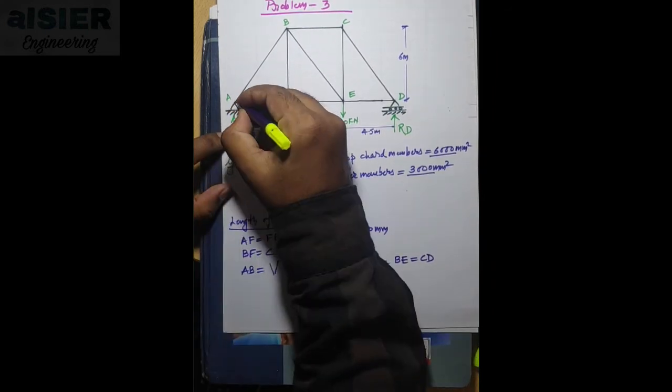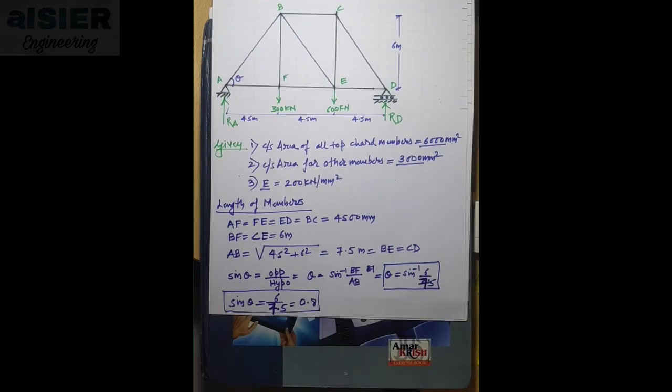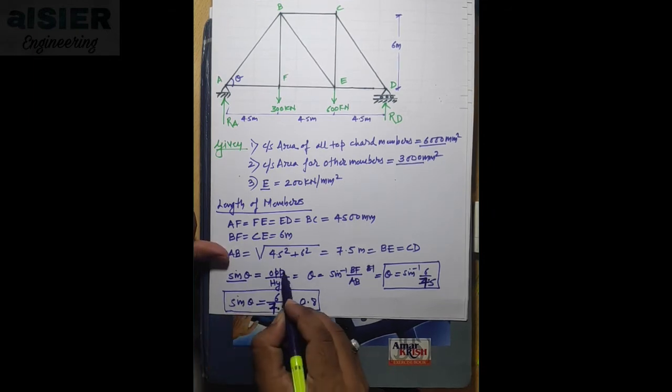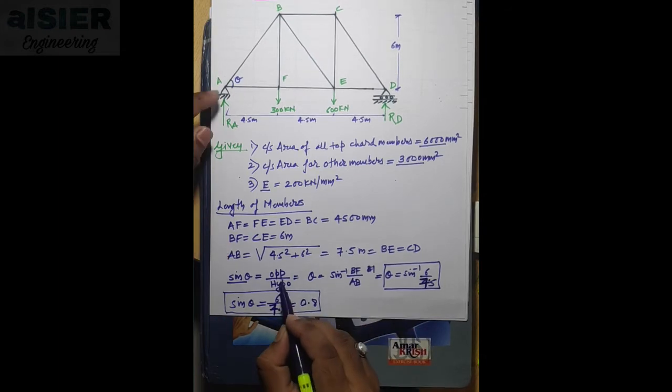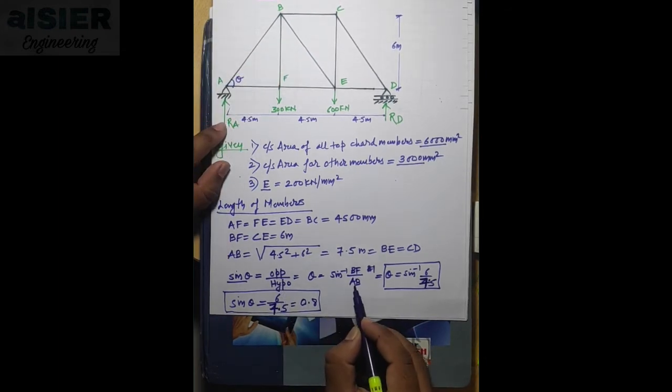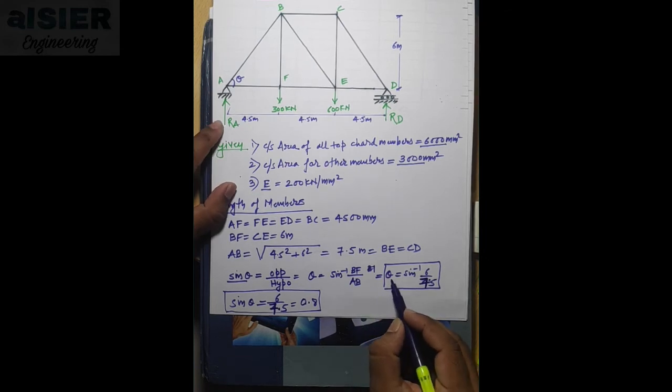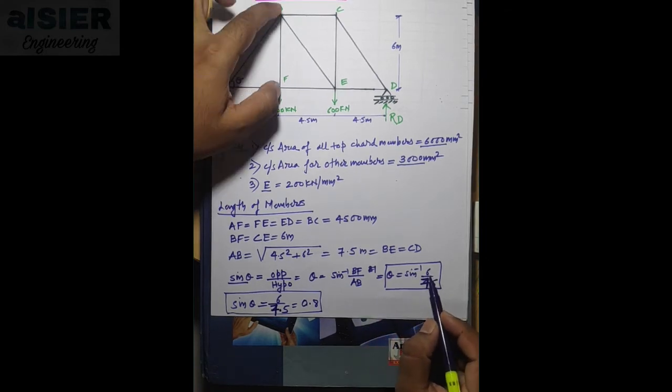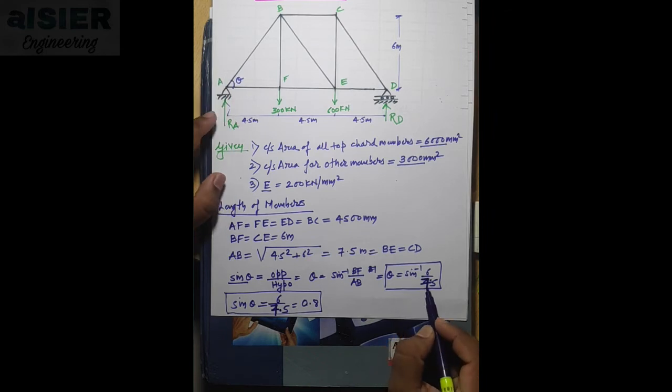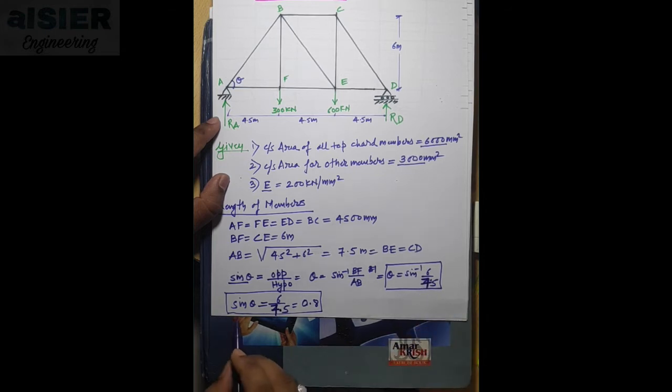Now we will calculate this theta. We know that sine theta is equal to opposite upon hypotenuse. Therefore theta is equal to sine inverse of opposite over hypotenuse. Opposite of this is BF and hypotenuse is AB. What is the length of BF? It is 6, and for AB it is 7.5. So we can get theta from this equation. Also sine theta is equal to 6 divided by 7.5, which is equal to 0.8.